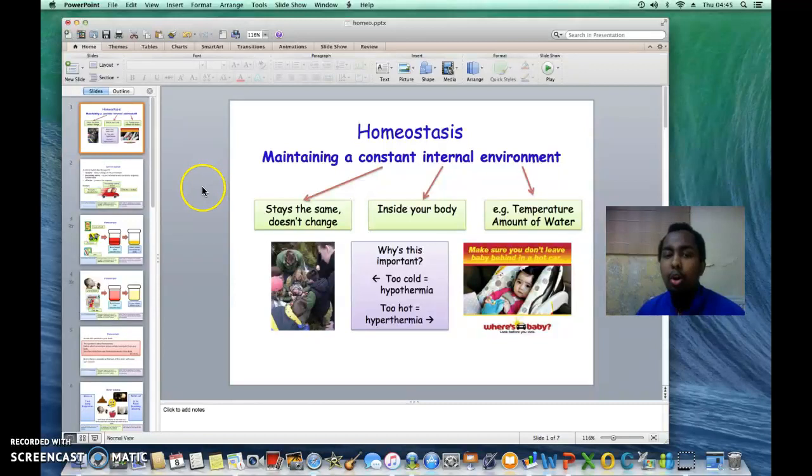Today we will talk about homeostasis. Homeostasis is a big topic in our exam. If you look at the past papers, you'll recognize that a lot of questions come from homeostasis. All the 6-mark questions are about homeostasis.